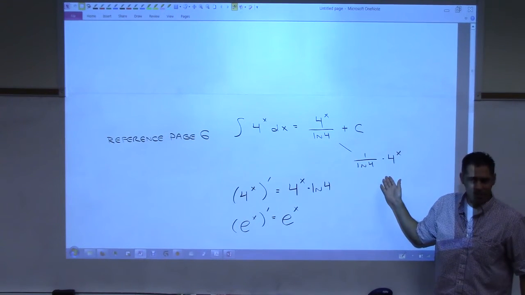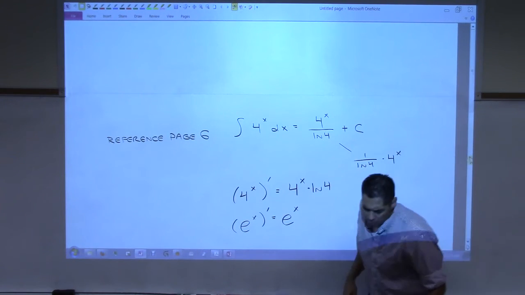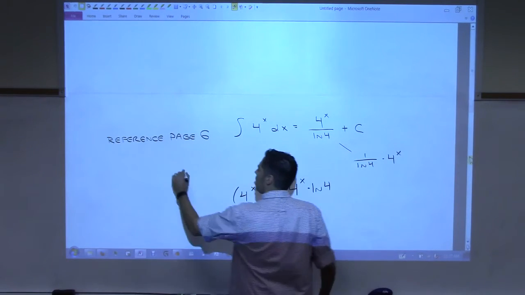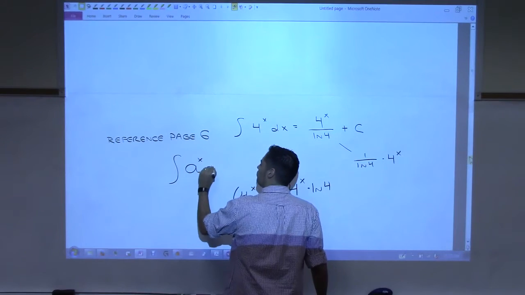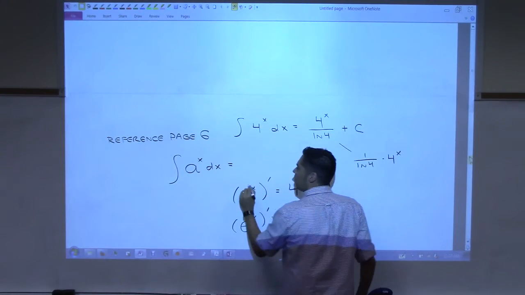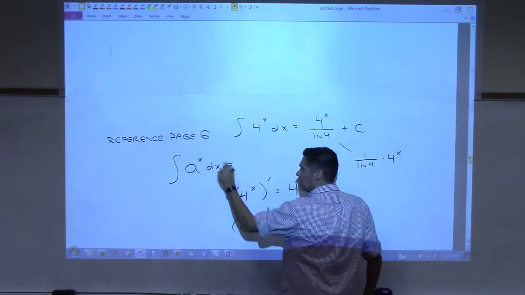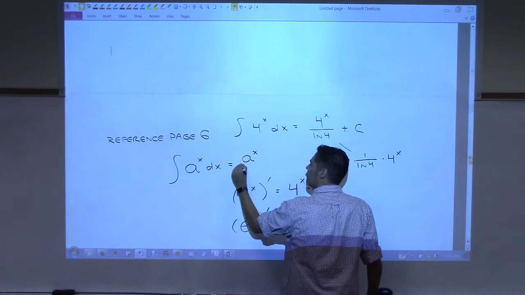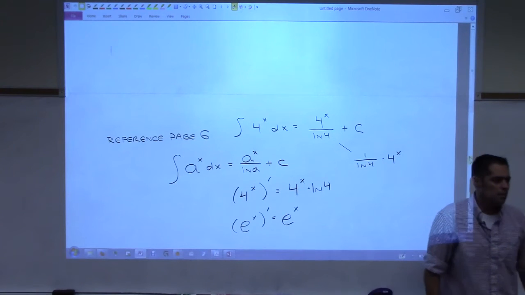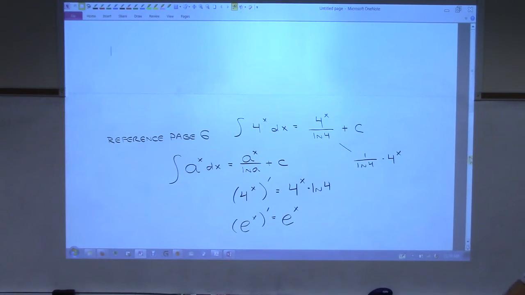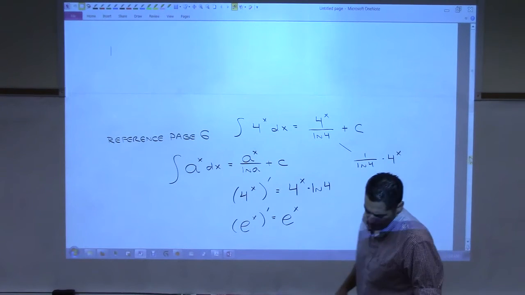So the formula, what does formula 4 there, or 5 say? It says if you have a to the u, I'm going to say x though, the antiderivative of that should be itself, right? Divided by what? The natural log of a plus c. Good or not? Yes? Okay, and then we keep going.